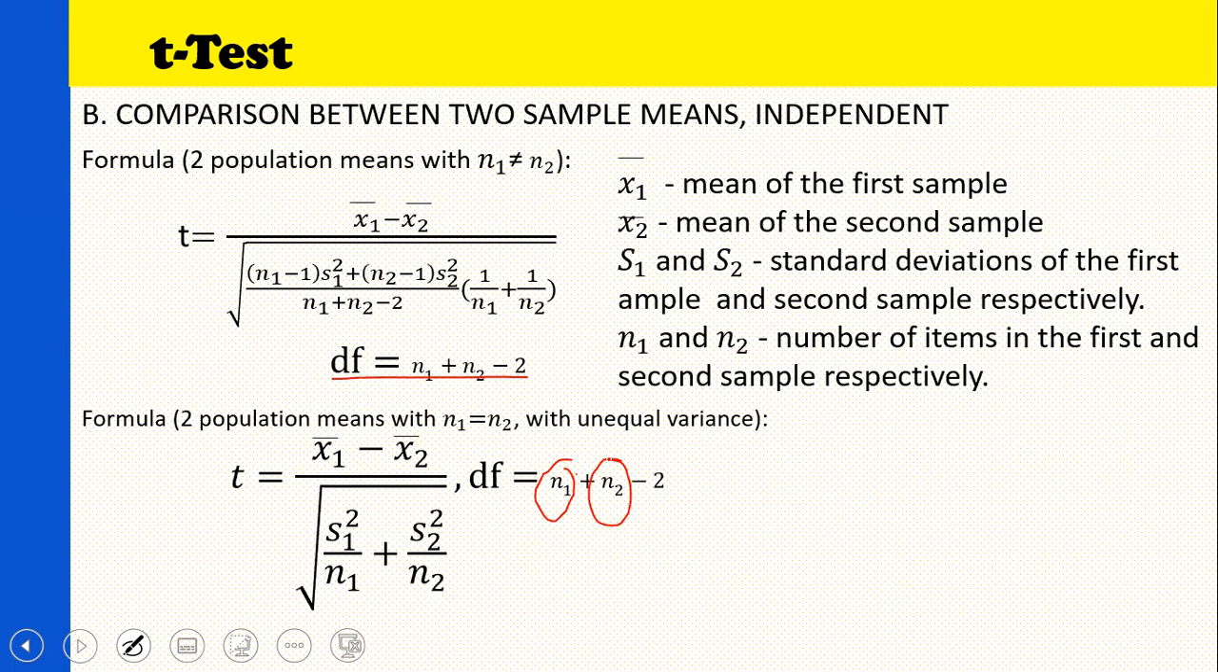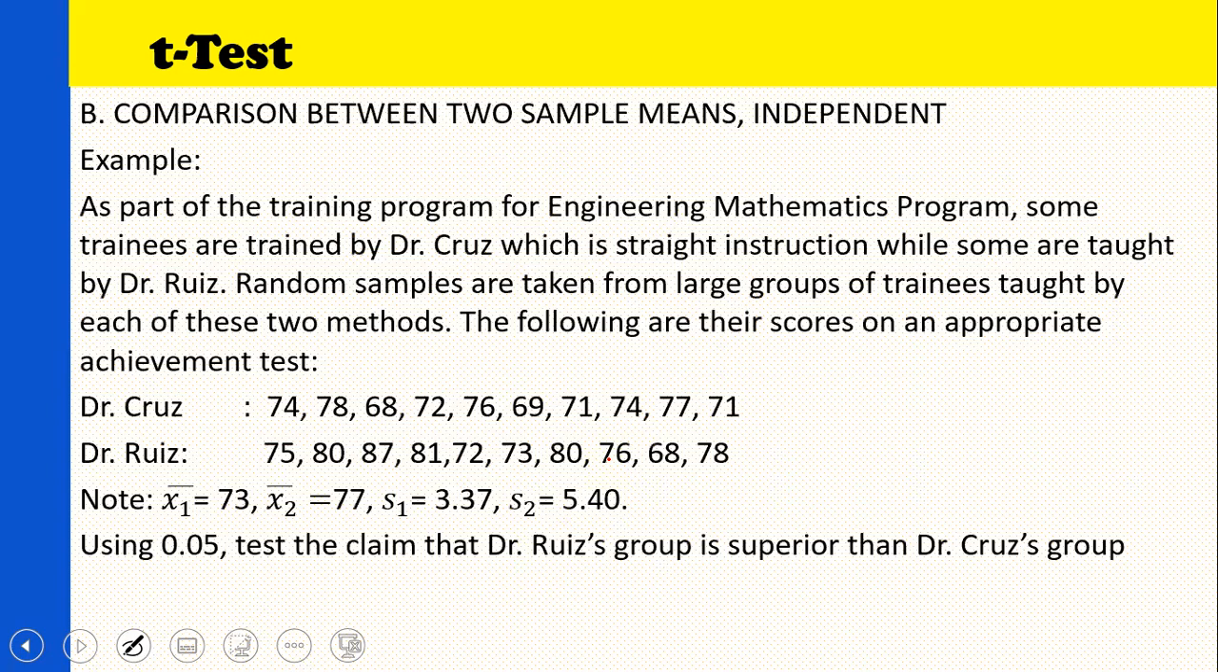We have x bar sub 1, the mean of the first group or first sample. X bar sub 2, the mean of the second sample. S1 and S2 are the standard deviations of the first and second sample respectively. And N1 and N2 are the number of samples for the first and second sample respectively. So let's have the following.